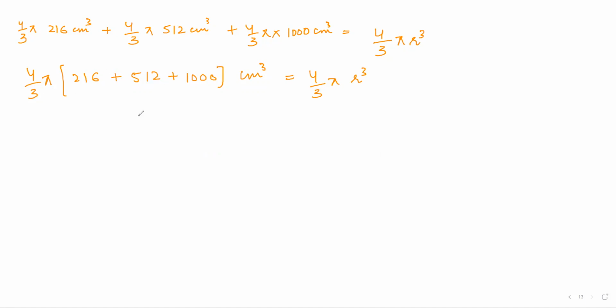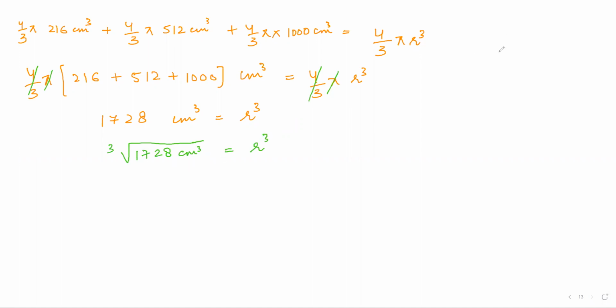6 and 2 is 8. Then you have 2, 7. Please see, is this calculation correct? See, this goes out on both sides, right? Yes, ma'am. So on addition, I'm getting this. So 1728 centimeter cube is equal to my r cube, right?